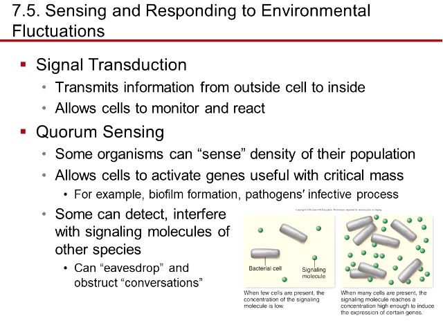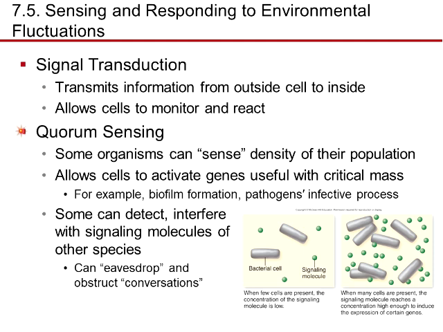Now, since they respond to environmental fluctuations, we have what's called signal transduction, which transmits information from outside the cell to inside the cell and allows the cell to monitor and react. Think of this as the thermometer or the thermostat that says, okay, if it goes down here, you're going to have to heat things up inside. That's the way signal transduction works.